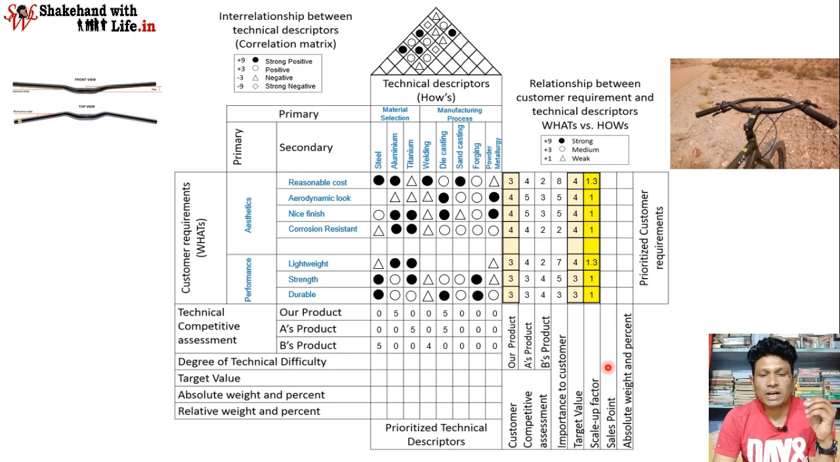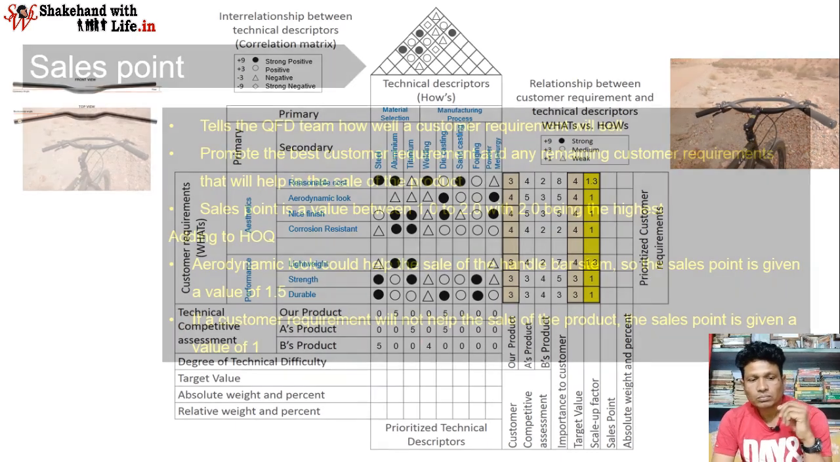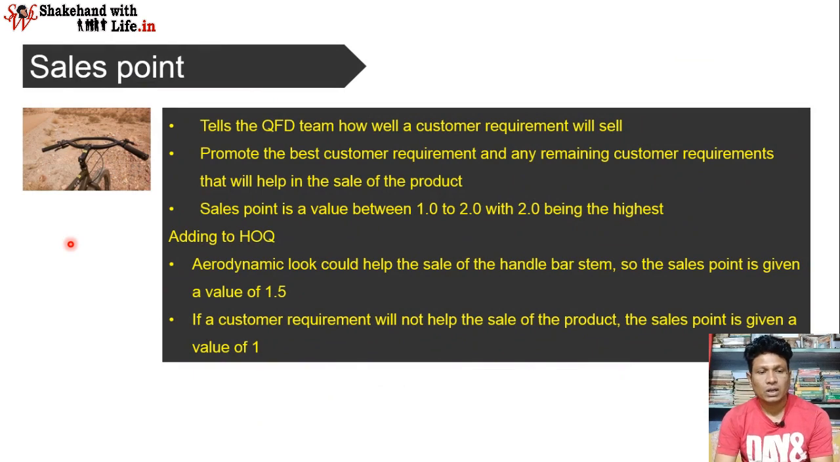Now let's try to understand what is sales point. Okay. Sales point tells the QFD team how well a customer requirement will sell, and it promotes the best customer requirement and any remaining customer requirements that will help in the sale of the product. So it defines the sellability of the product on the basis of a particular customer requirement. So sales point is a value between 1.0 to 2.0, with 2.0 being the highest.